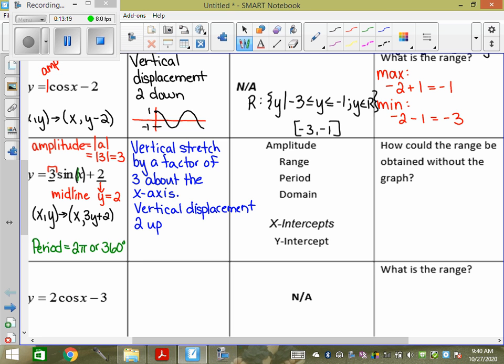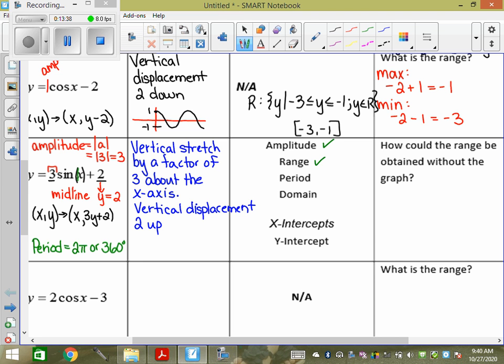So did the amplitude change? Yeah, what is it normally? 1, it's now 3. Is my range going to change? My range is normally -1 to 1. Is it going to stay the same? No. Can I plug this into my calculator and look at it? Go in degree mode, press zoom trig, and I can see it? Sure. The range is going to change.